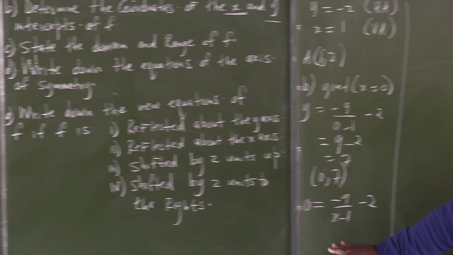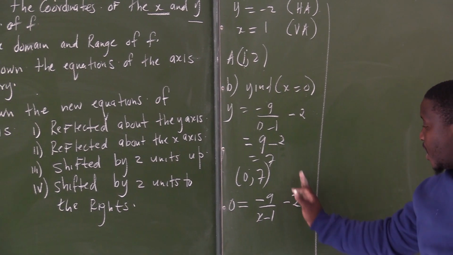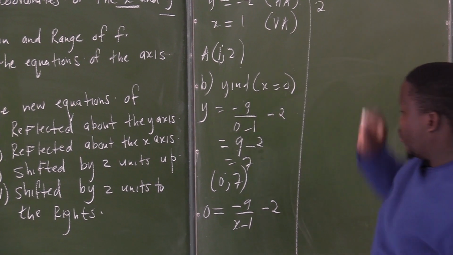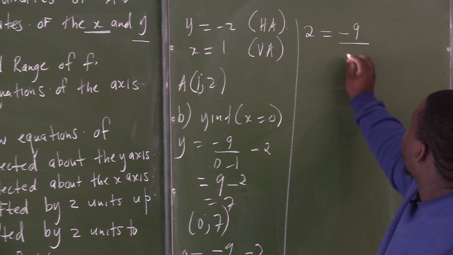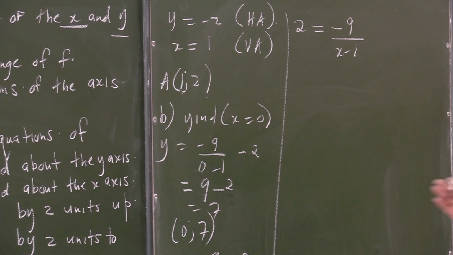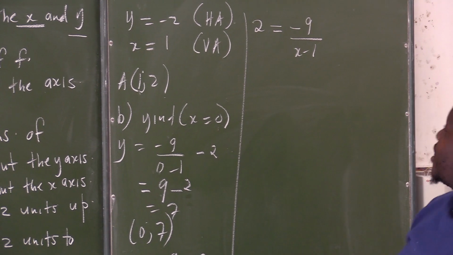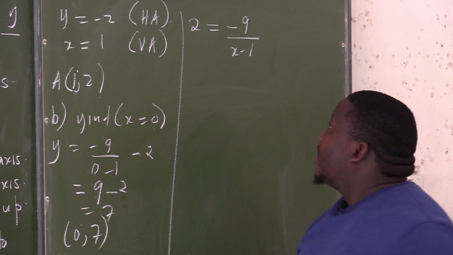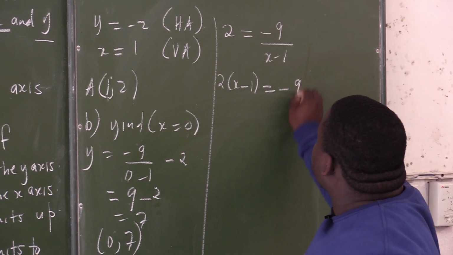Then from here, it's a matter of solving for what now? For x. It's easy to say, what if I move this minus 2 to the right hand side? And I will end up with what now? A 2 on my left, which is equal to negative 9 over x minus 1. Then from here, we must solve for x. They will say you do cross multiplication. They will say you multiply each term by the LCD. It doesn't matter. At the end, you'll end up with 2 times x minus 1, which is negative 9.